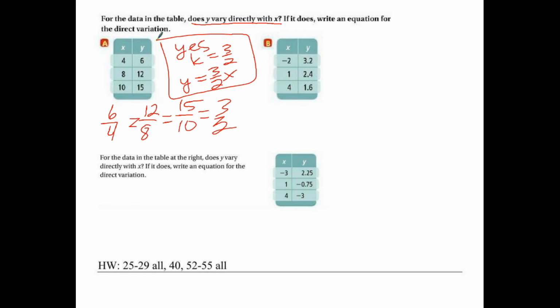We just take y divided by x every time. 3.2 divided by -2, 2.4 divided by 1, 1.6 divided by 4. Will these always result in the same answer? How do you know? You don't have to be magical to know.